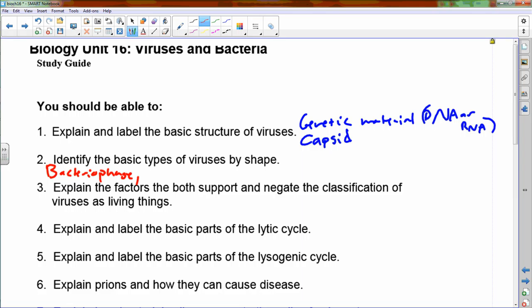Enveloped. What else? Helical. No, that's bacteria. One more. Polyhedral.